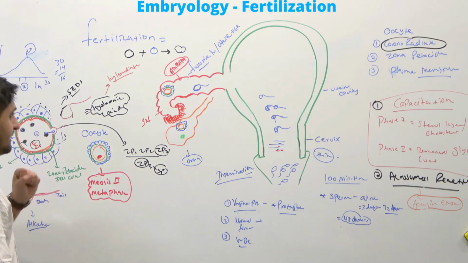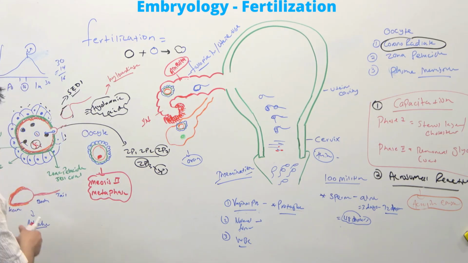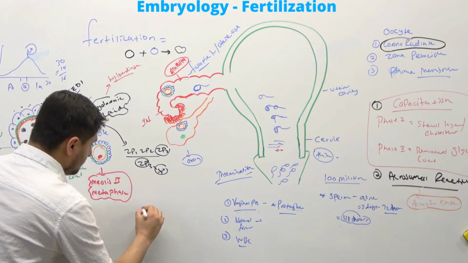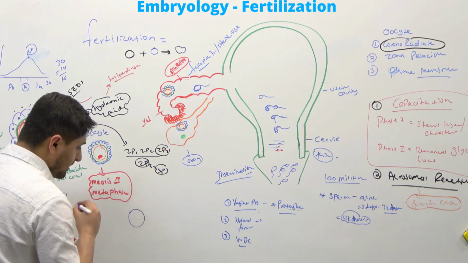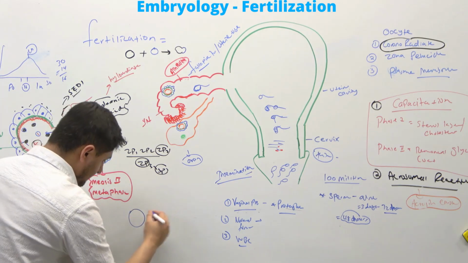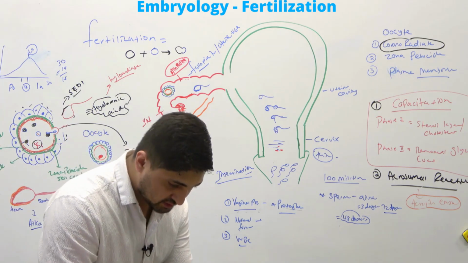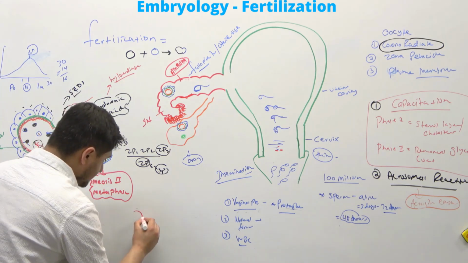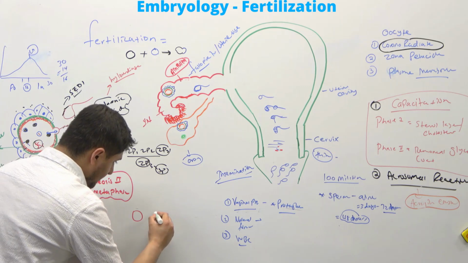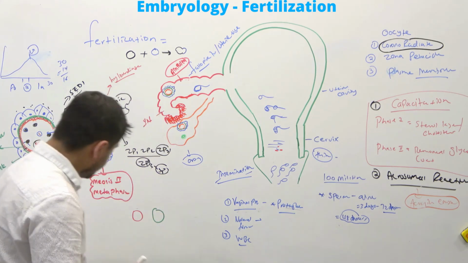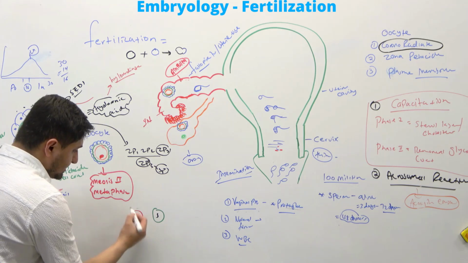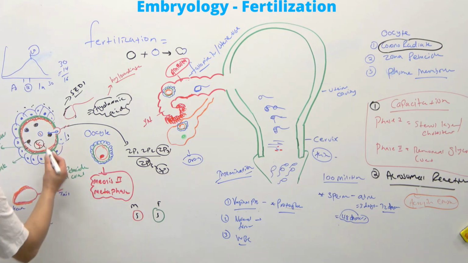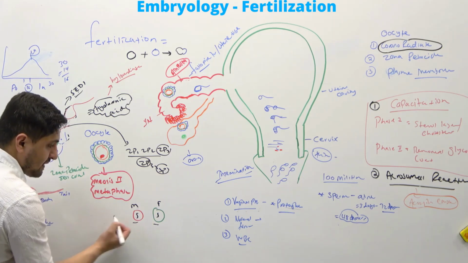Now after this, what do we talk about? Let's write it down here. Let's say this is female, and this is male. What is the whole concept here? Basically, when this happens, now you have a male and a female nucleus.